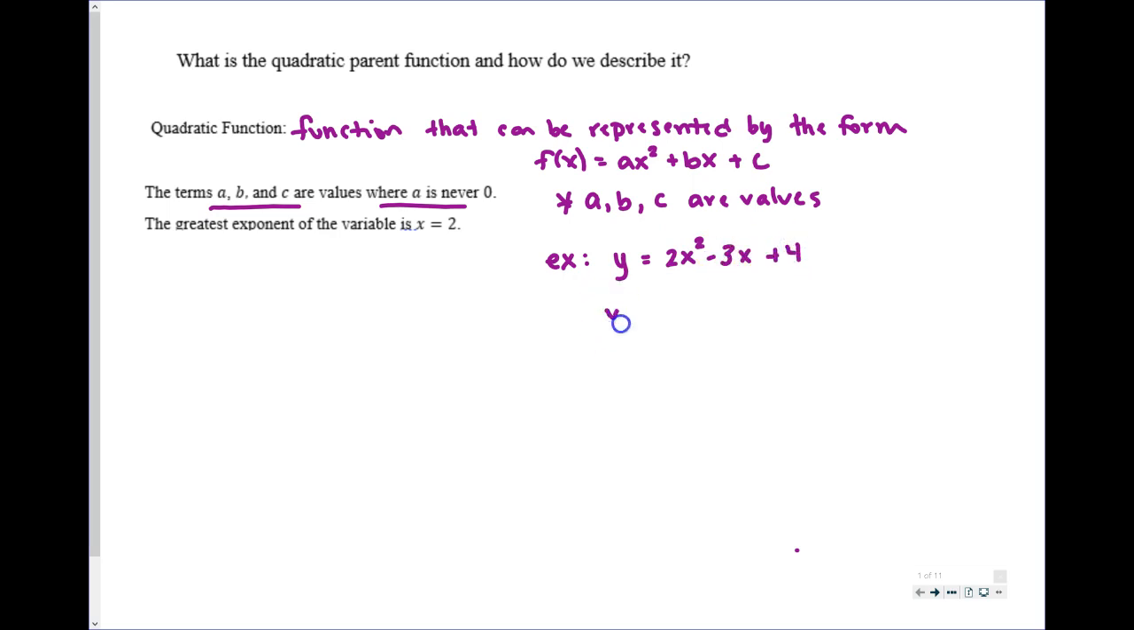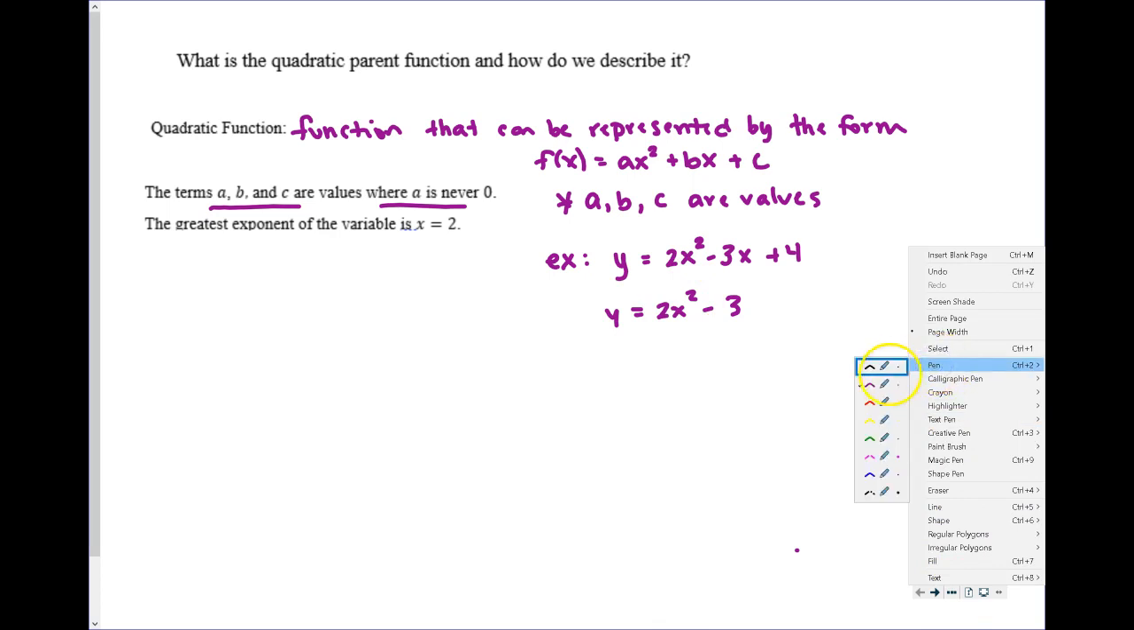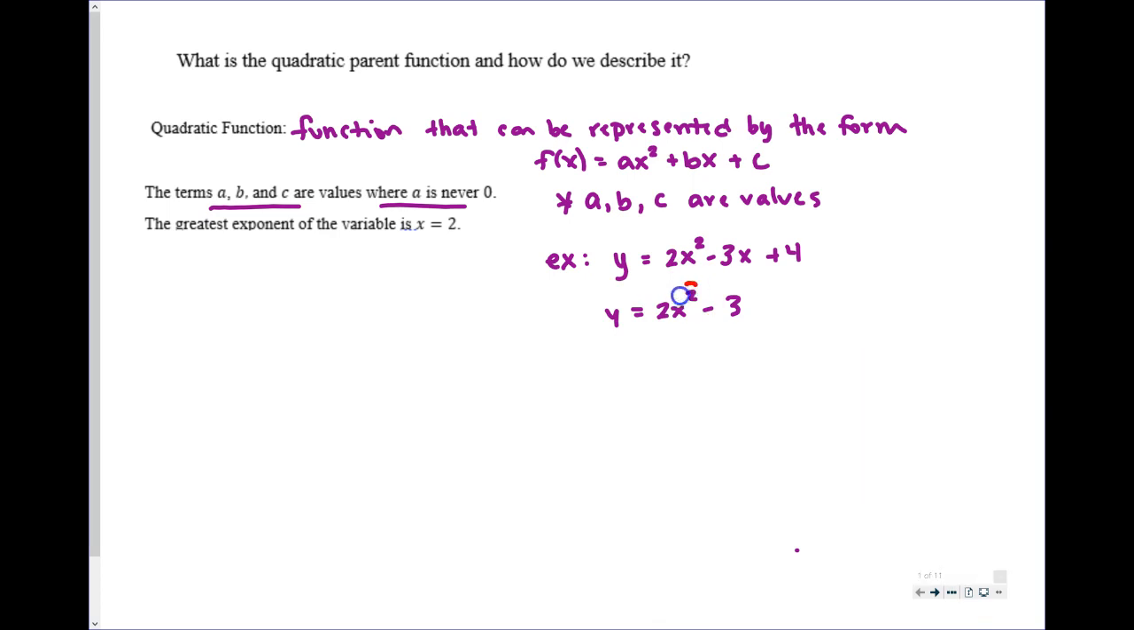It could also look like y equals 2x squared minus 3. There's no middle term, there's no x term, but as long as I have an x squared in it, that's the important part. So a quadratic function always has this x to the second power. The greatest exponent of the variable is x to the second power. You cannot have a quadratic function that has it to the third power.